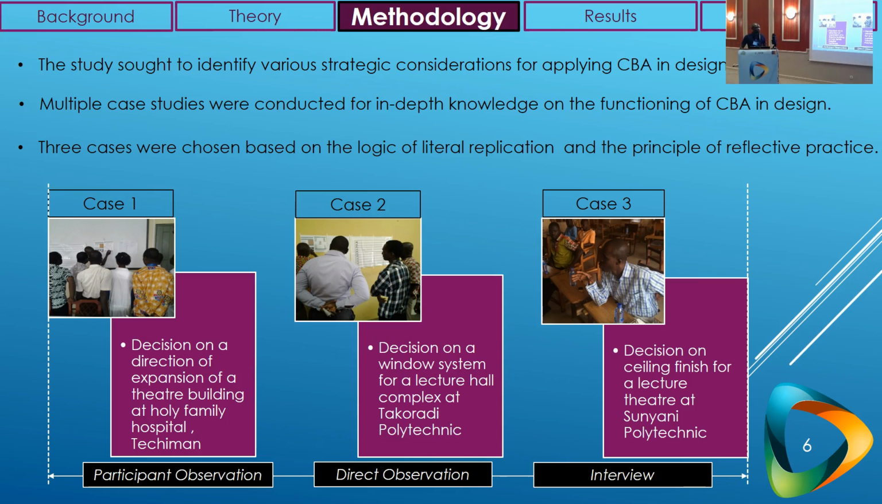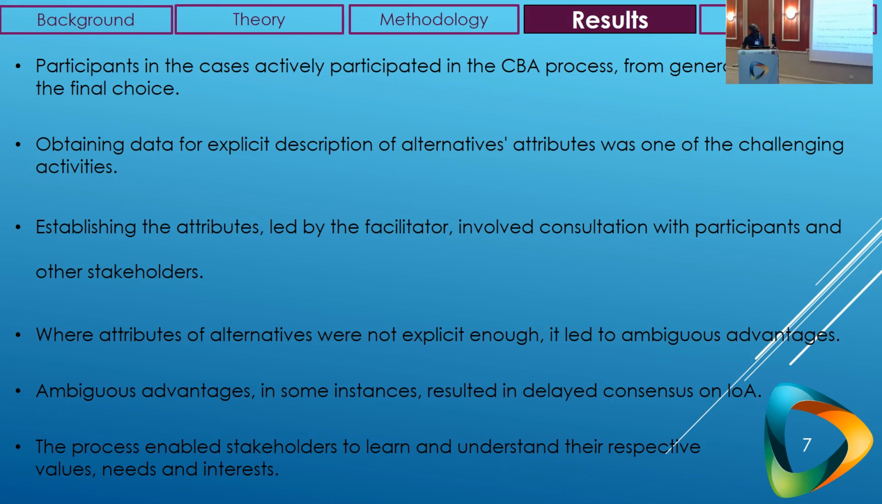Across the 3 case studies, we employed the tools of participant observation, direct observation, and interview, because one of the authors was an active participant across all the 3 case studies. Now, what emerged as lessons from the case studies was that the CBA process, particularly compared to other decision systems, is quite simple to follow. There's clarity regarding the kind of decisions that has to be taken, and for that matter, it makes the process allow for active participation of all stakeholders.